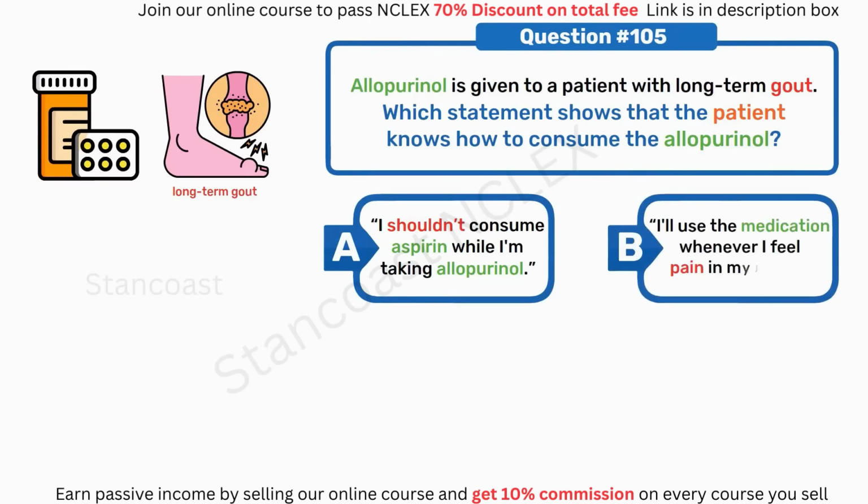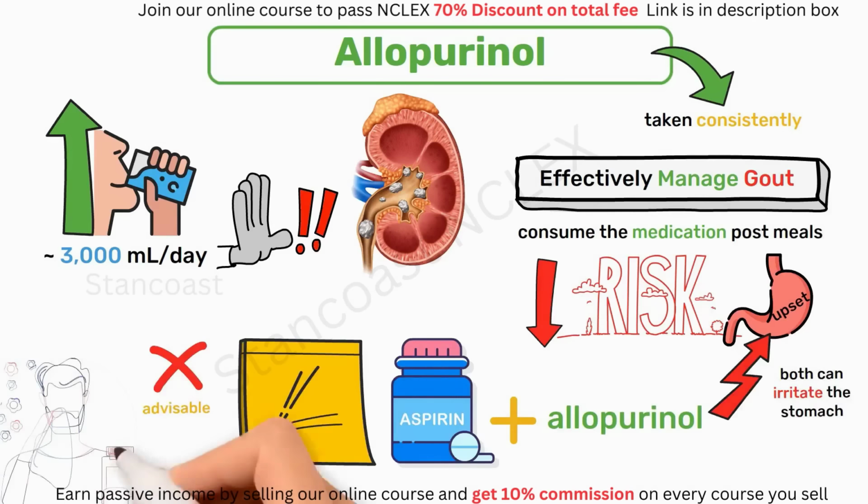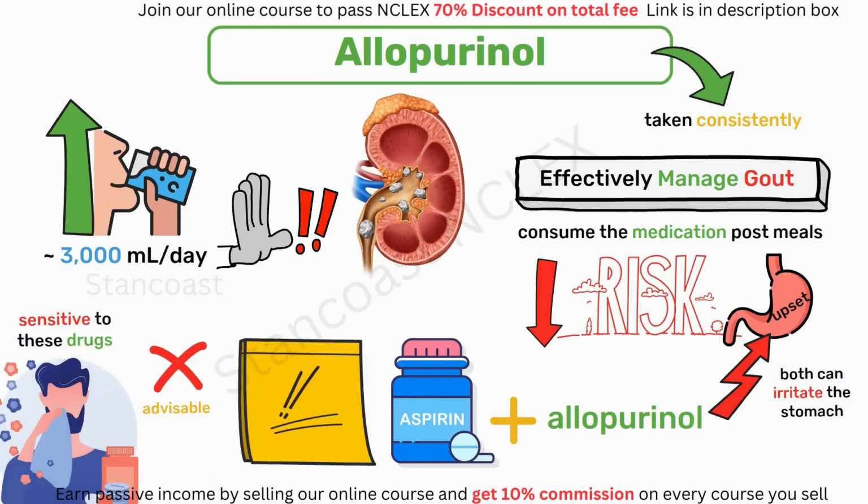Here, option D is correct, because for clients taking allopurinol, it's crucial to increase fluid intake to around 3,000 milliliters per day. This helps prevent kidney stone formation. To effectively manage gout, allopurinol needs to be taken consistently. It's advised to consume the medication after meals to minimize the risk of stomach upset. While it's possible to combine aspirin and allopurinol, both can irritate the stomach. Hence, it's not advisable, especially for those sensitive to these drugs.